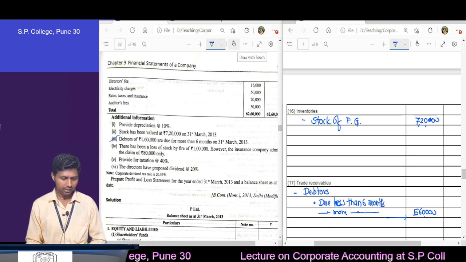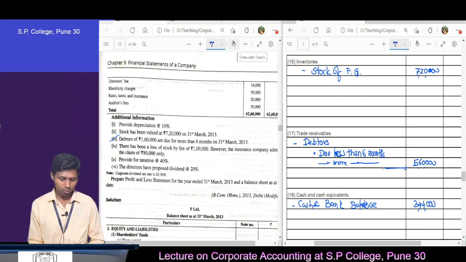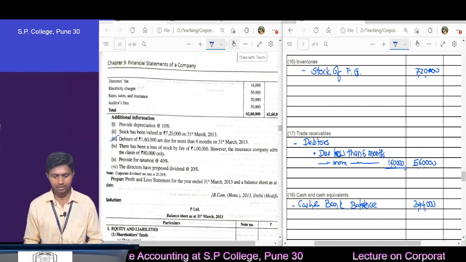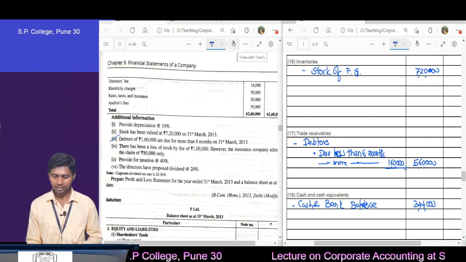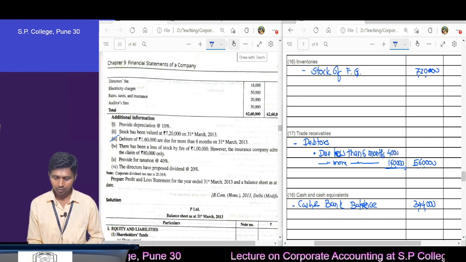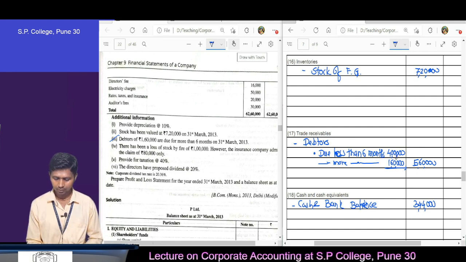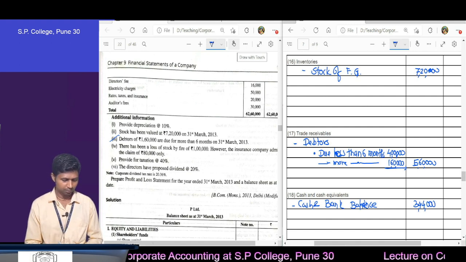Then next, debtors 1,60,000 for more than 6 months. As I said, this is just the disclosure. More than 6 months, what are they saying? 1,60,000 rupees. Therefore, for more than 6 months, in front of that 1,60,000. Total 5,60,000, more than 6 months 1,60,000. That means obviously balance 4 lakhs rupees for less than 6 months. Understood? 5,60,000 minus 1,60,000. Simple.